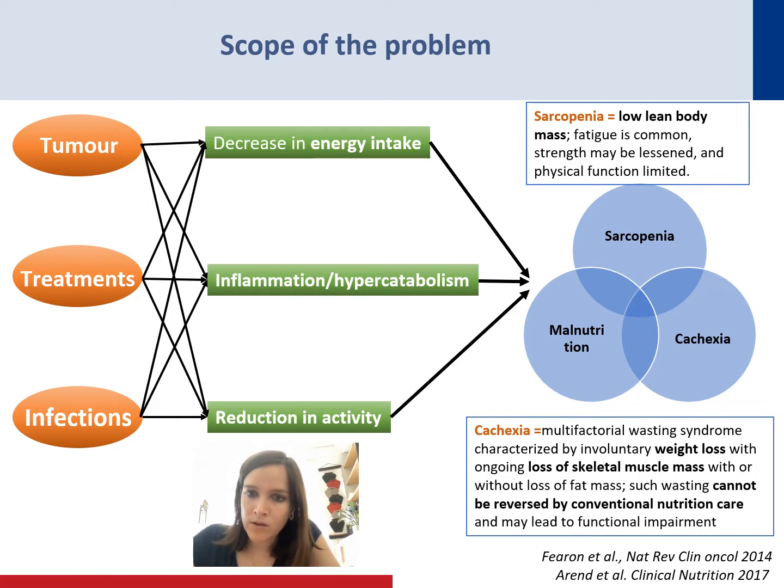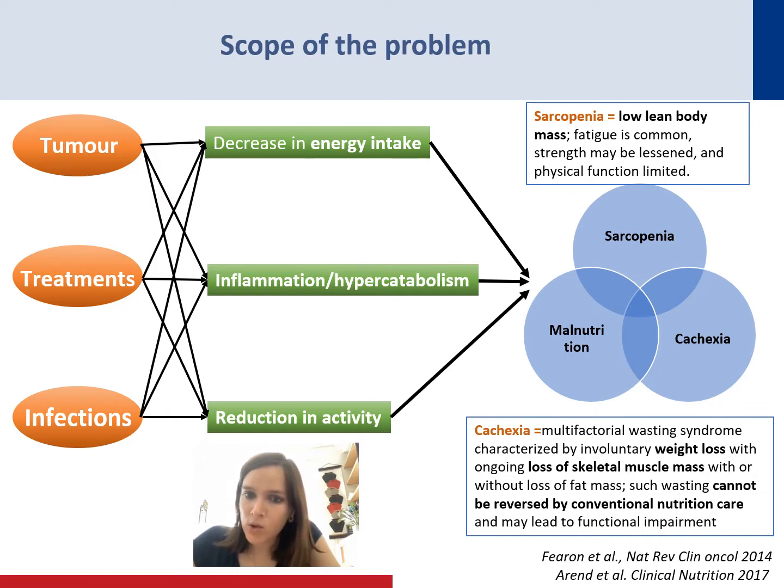The definition of sarcopenia is low muscle mass associated with fatigue, decrease in muscle strength, and limitation of physical activities. Cachexia is a multifactorial wasting syndrome characterized by involuntary weight loss with loss of muscle mass, with or without loss of fat mass, and that cannot be reversed by conventional nutrition care. There are many definitions of malnutrition based on clinical and biological parameters we will see after.